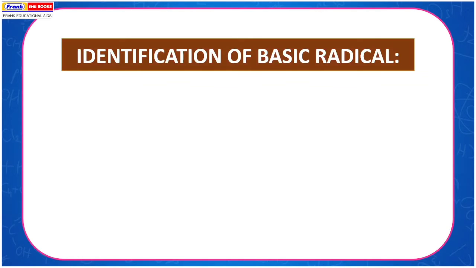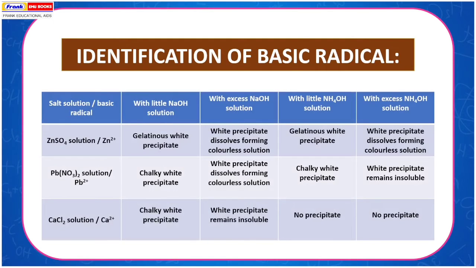Identification of basic radical. Salt solution, basic radical, ZnSO4 solution, Zn2+ ion. With little NaOH solution gives gelatinous white precipitate. With excess NaOH solution gives white precipitate which dissolves forming colorless solution. With little NH4OH solution gives gelatinous white precipitate. With excess NH4OH solution gives white precipitate which dissolves forming colorless solution.